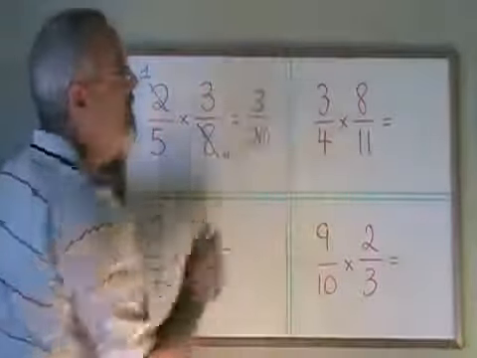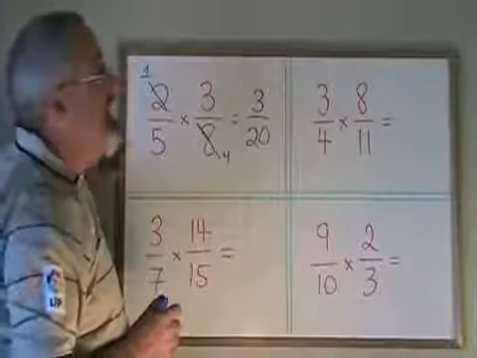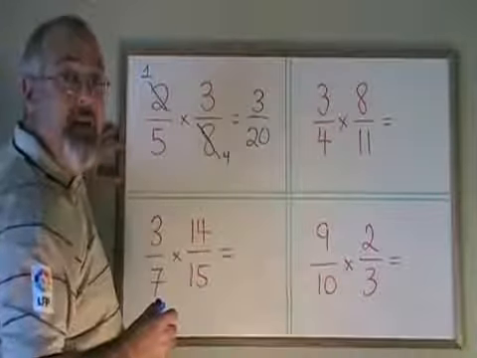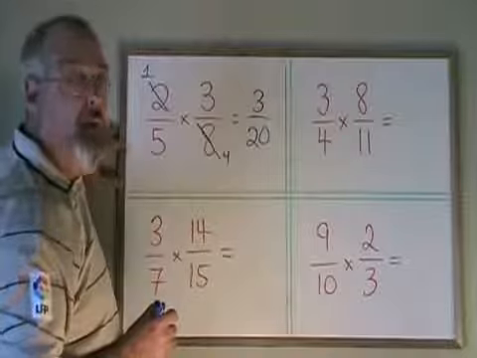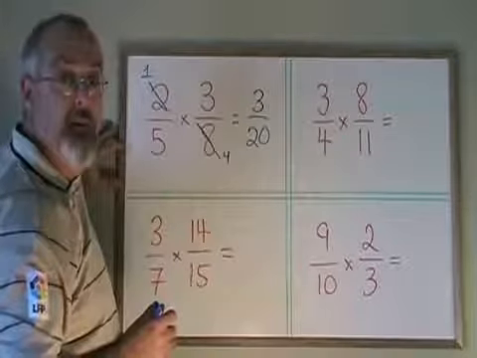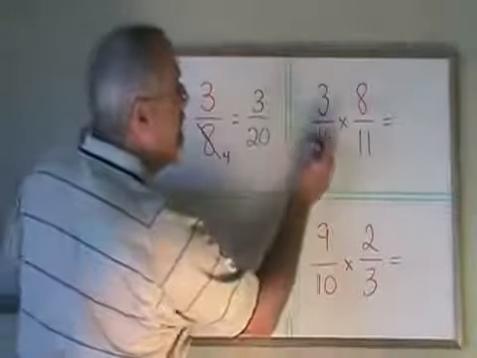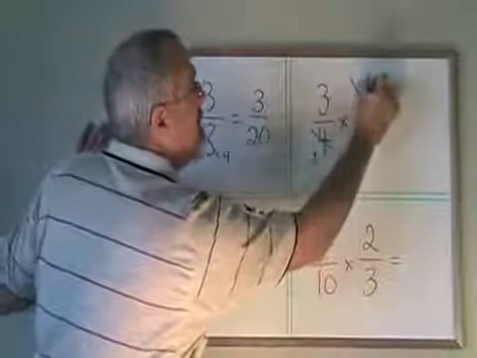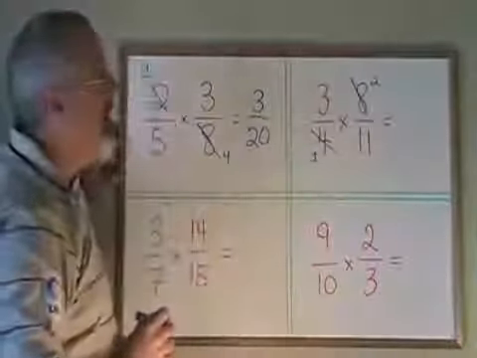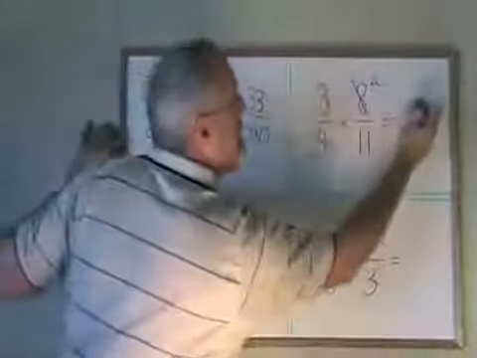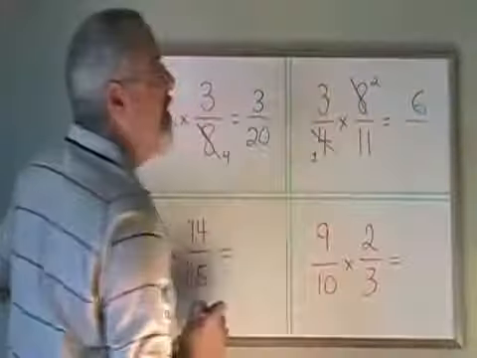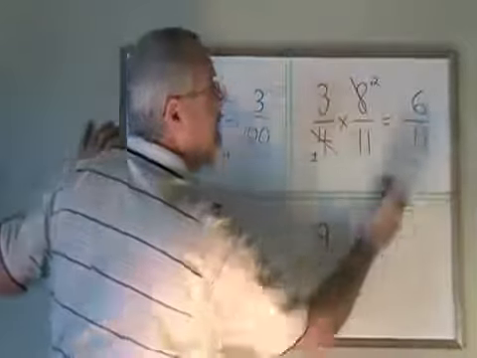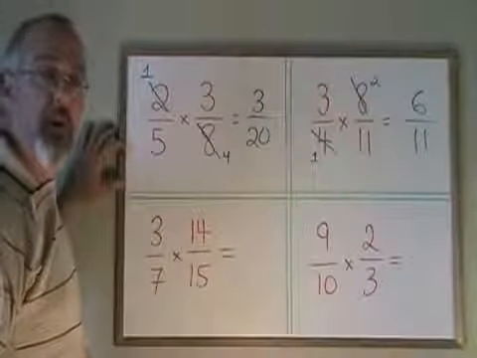Let's try another one like that. Over here we have 3/4 times 8/11. The 4 and the 8 share a common factor of 4. And one is on the top while the other is on the bottom, so we can cancel. 4 divided by 4 is 1, and 8 divided by 4 is 2. Now I multiply. 3 times 2 is 6, and 1 times 11 is 11. I have my final answer, which cannot be reduced any further.